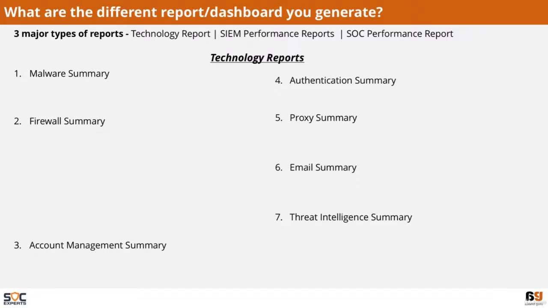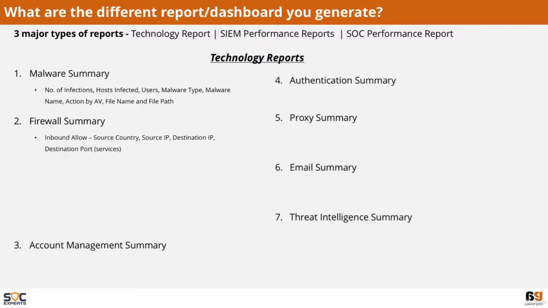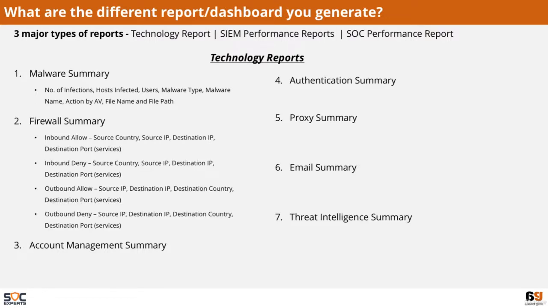For example, in malware summary, we highlight things like number of infections, host infected, user using the machine during infection, malware type and malware name, action taken by the antivirus, file name, and file path. In firewall summary, we have inbound and outbound traffic, and also we have allowed and denied traffic. So we have four different types of traffic generated in firewall summary, like inbound allowed, inbound denied, outbound allowed, outbound denied. In account management, we highlight things like account created, deleted, enabled, disabled, lockout, privilege changes, and password resets.